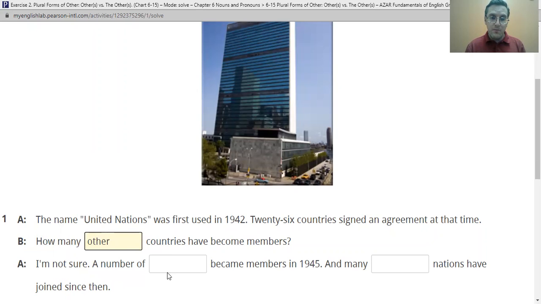A number of others became members in 1942. Here, it's not an adjective, it's a pronoun, and it's a plural noun. There are more than one, so we make it others. And then how many other nations have joined since then. Here we have the noun nations, so this is an adjective. This is a plural noun, but we don't pluralize adjectives in English, so it'll just be other. All right, now let's see about the others.